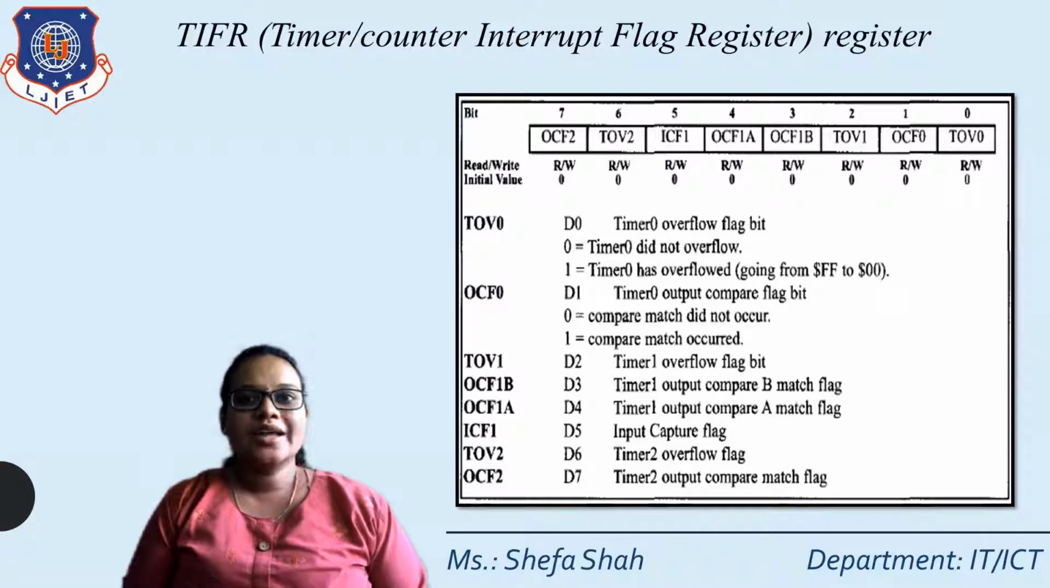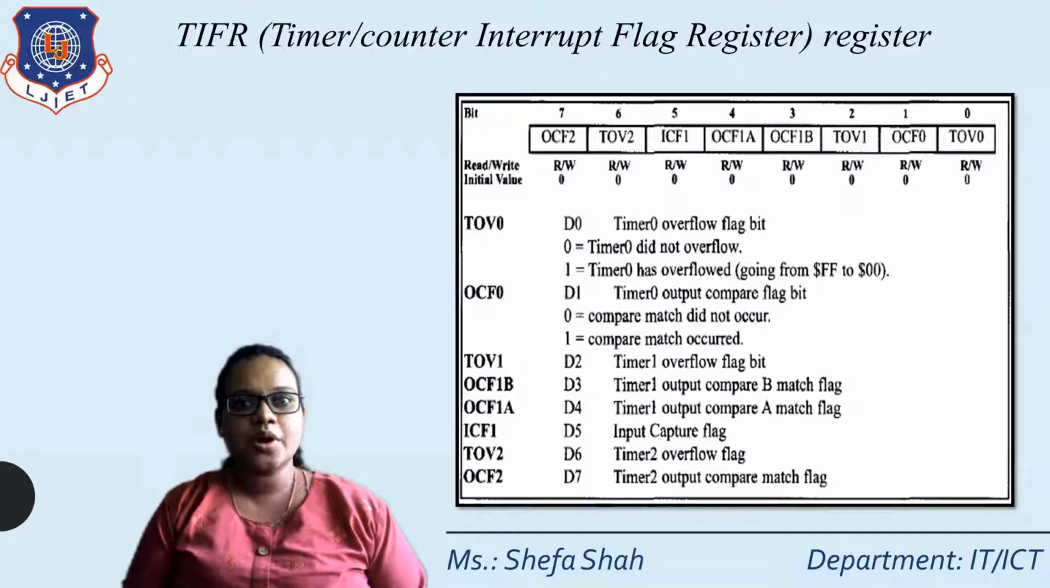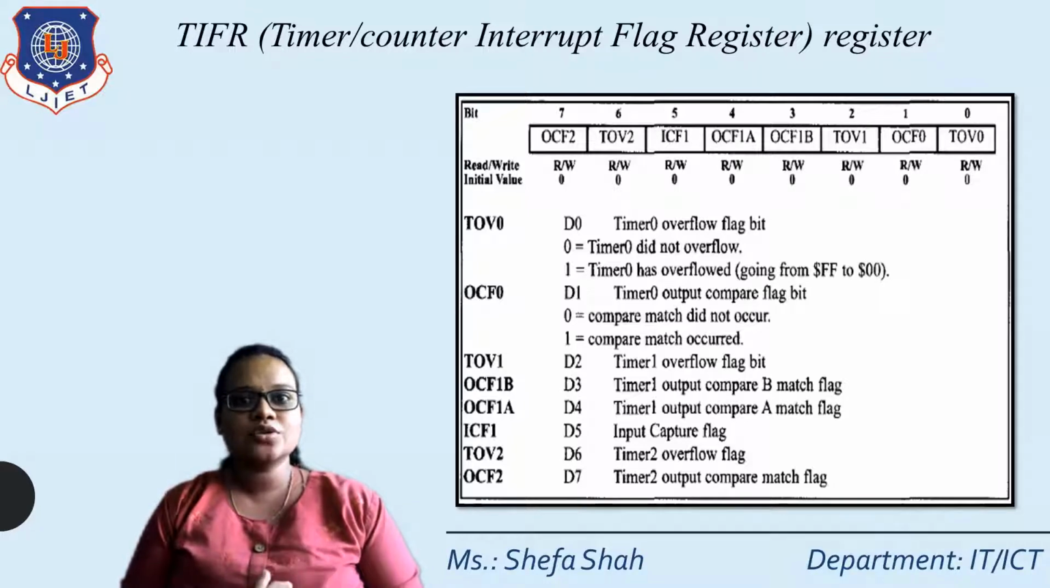Now, the TIFR register, that is the timer interrupt flag register. In the first slide, we have seen a diagram in which we discussed that if TCNT0 goes up to the maximum value, then the timer overflow flag of the respective timer will overflow and will be set. So by monitoring this timer overflow flag, we can say that the timer has completed its counting. Clear? Basically, all these overflow flags are in this TIFR register.